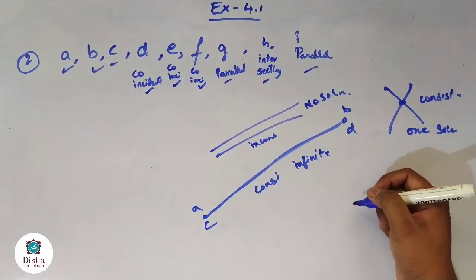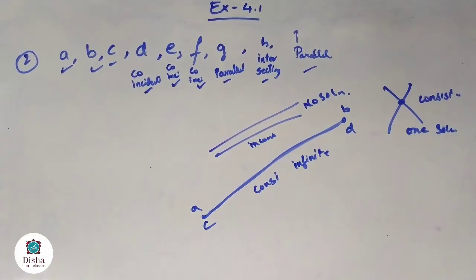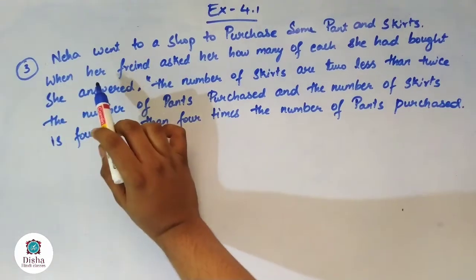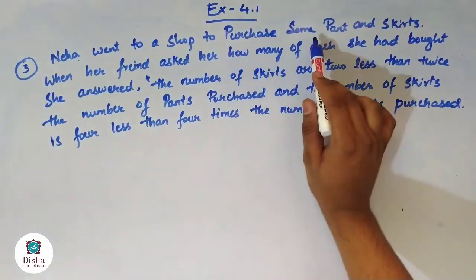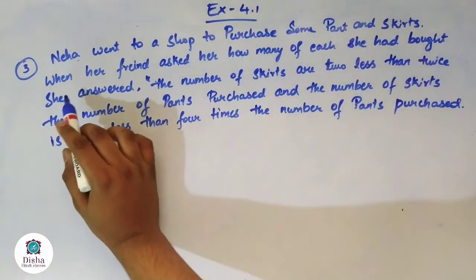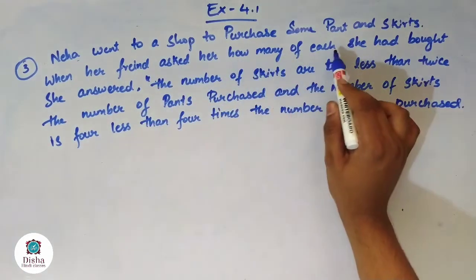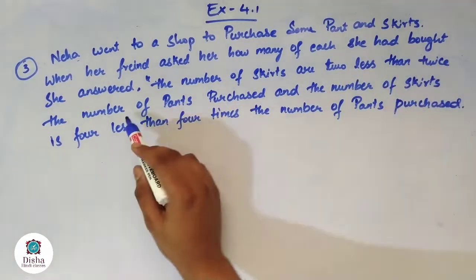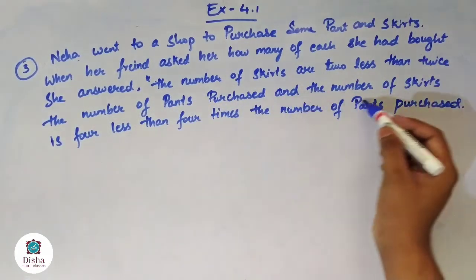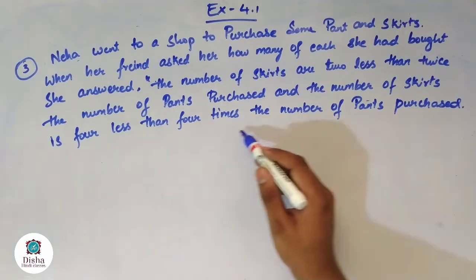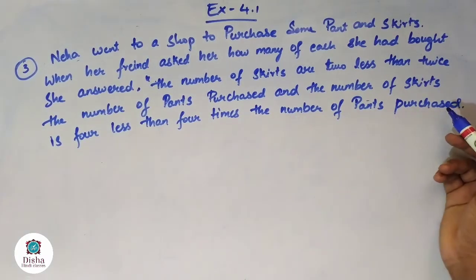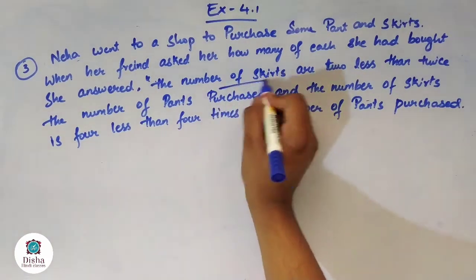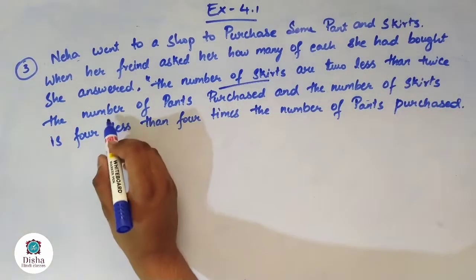Now we'll move to the third problem of the exercise. So here, in the third question, we have a girl named Neha who went to a shop to purchase some pants and skirts. When her friend asked her how many of each she had bought, she answered, the number of skirts is 2 less than twice the number of pants purchased, and the number of skirts is 4 less than 4 times the number of pants purchased. So now we have to find the number of skirts and the number of pants purchased.